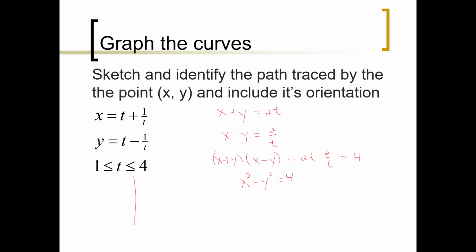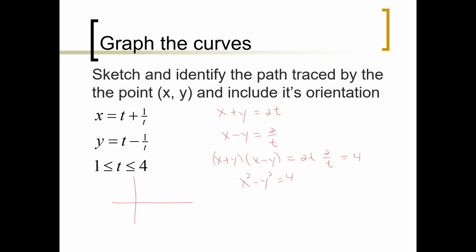It's a hyperbola that would be like this. It would be opening to the right, or it will be opening to the left. We just need to figure out which one. To do so, notice that no matter what t is, since t is positive, x is also always positive. So I only have this branch.